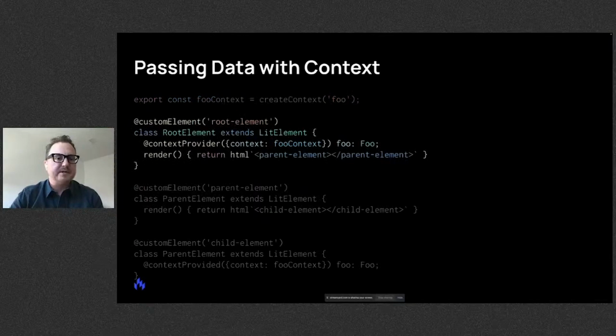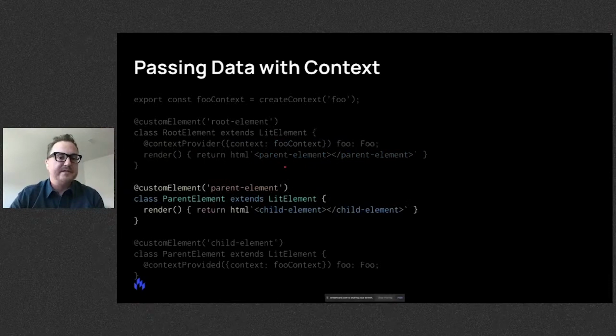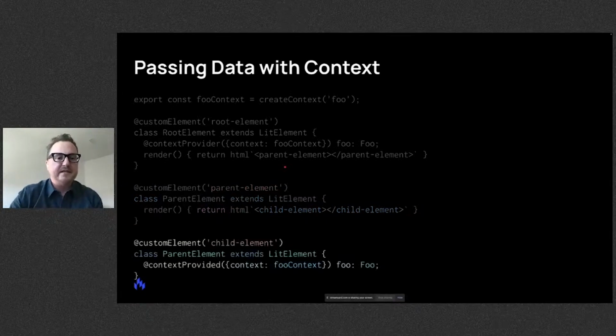And then we can look at the root element here. You can see that the difference is instead of defining a reactive property, we use the contextProvider decorator, and we use that context key here. Then we have our template, and we render our parent element, but we don't have to data bind into it. Next, you can see that the parent element doesn't have anything to do with this context value. It doesn't know about it. It doesn't have a property for it. It doesn't have any data binding. And then finally, in the child element, we use this contextProvided decorator here, give it the same context key, and this will automatically get the value.